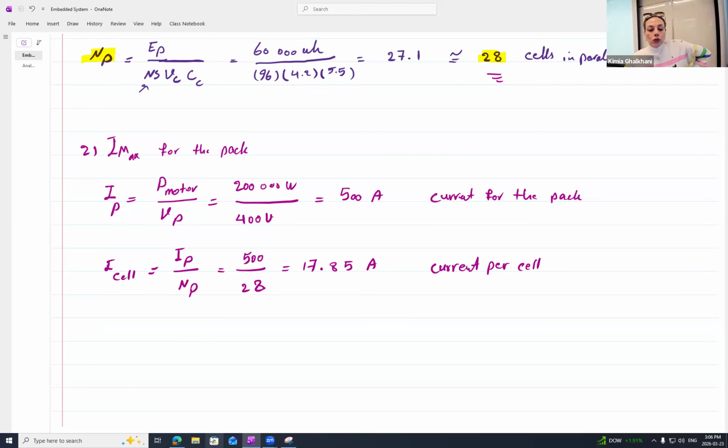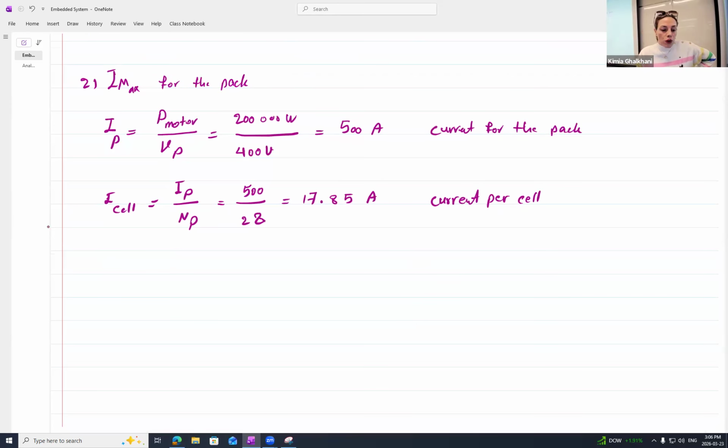Next, I have to calculate the C rate. How do I calculate the C rate? I said it before, I repeat. C rate means the current which we are going to apply to the battery either during the charge or discharge.